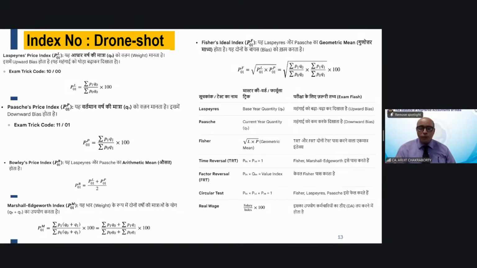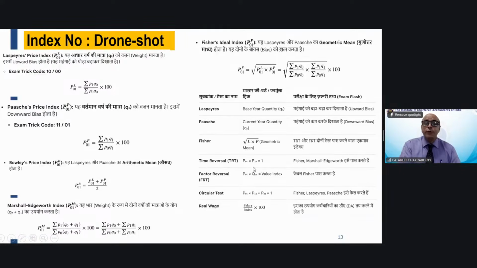So 5 important formula. And please remember, चारों test हैं: unit test, time reversal test, factor reversal test, and circular test. चारों test में से Fisher's index number passes 2 of the tests. Time reversal और factor reversal दोनों pass कर लेता है. Now we come to the table which you see on the right side. Laspeyres index, for quick remembering, base year पकड़ के चलेंगे. Paasche's index, current year quantity taken. Fisher's index, square root of L into P.